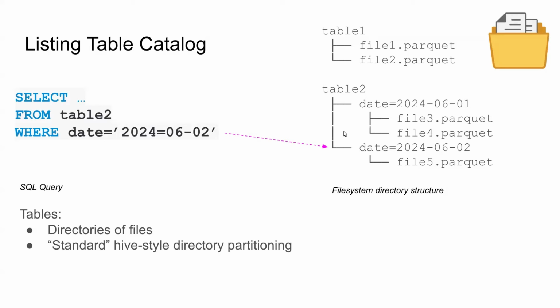And so what systems will do is, if you have a predicate on the date, you'll have very simple partition pruning. If you have a predicate that says I only want the values where it's June 2nd, it'll quickly go and skip a whole bunch of files.